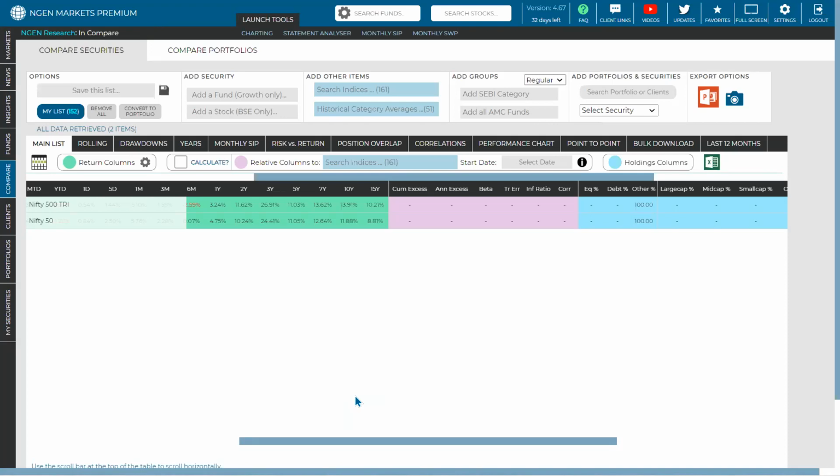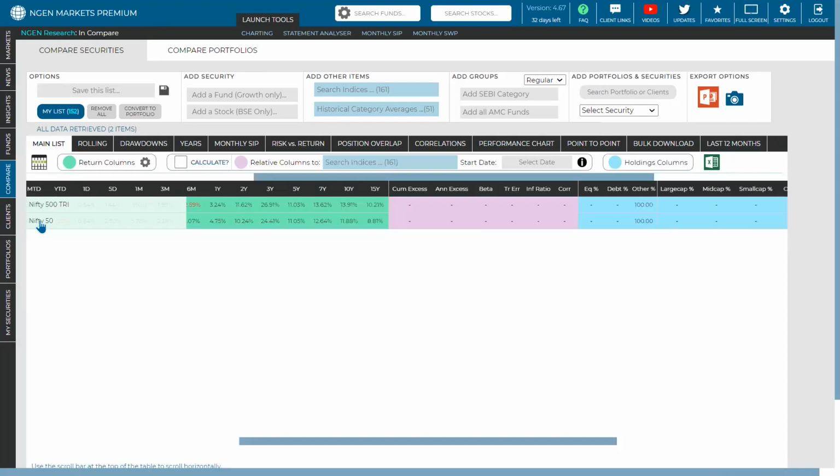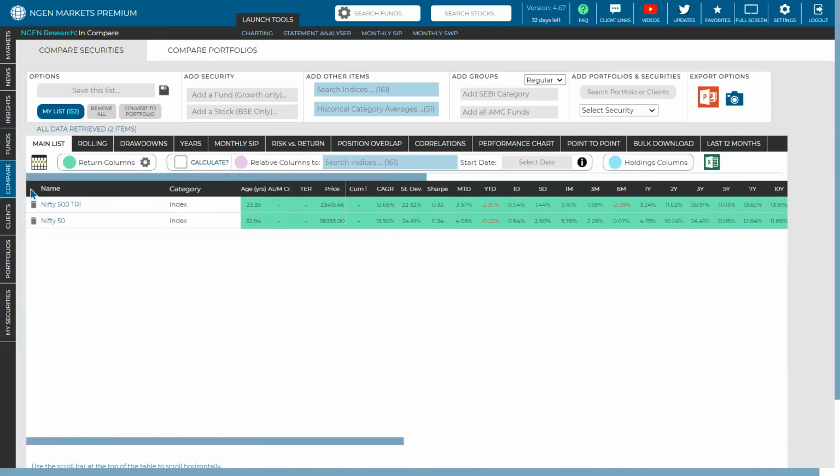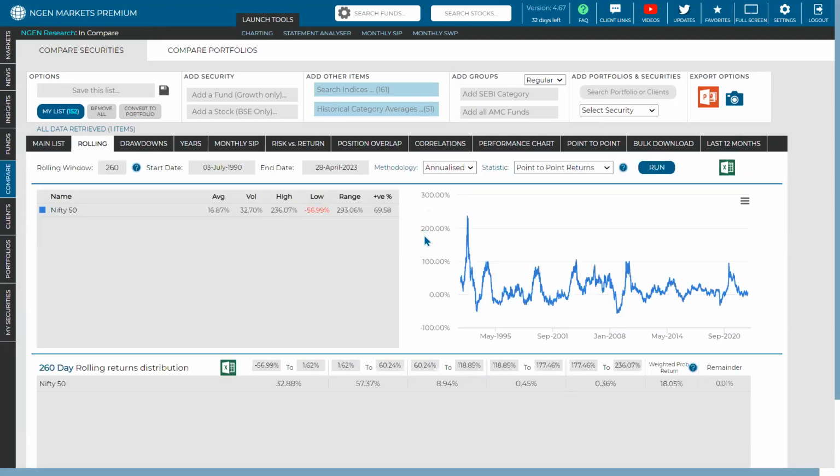Okay, there's another question. Can you please explain rolling returns once again? I'm just going to give you a brief on rolling returns. So let's take a look at rolling returns here itself. I will remove one of the indices here to give you an analysis of rolling returns at an index level.